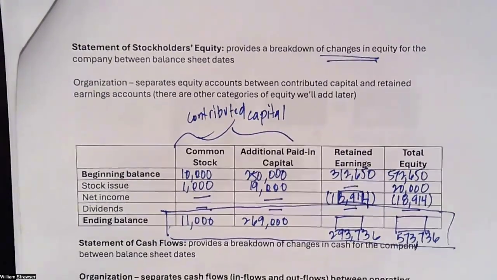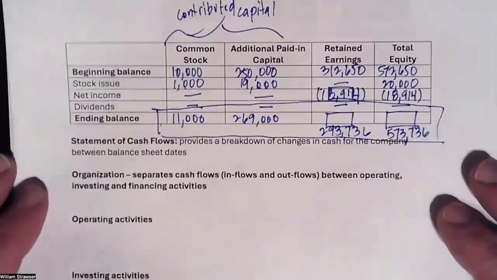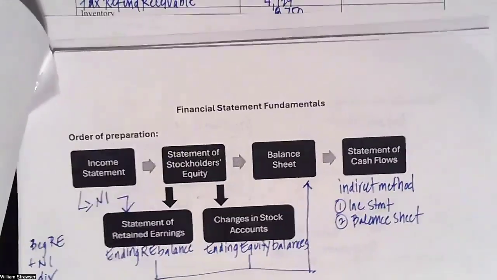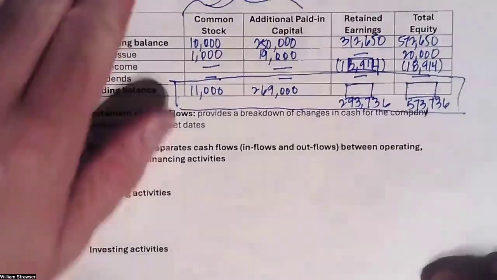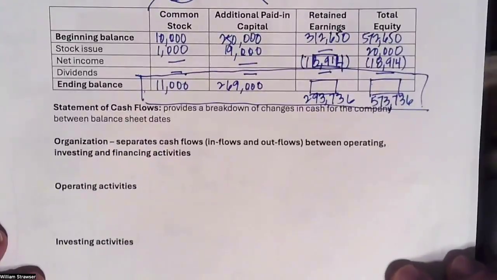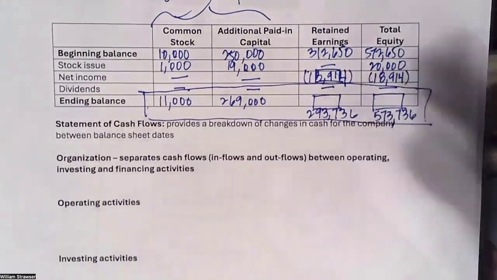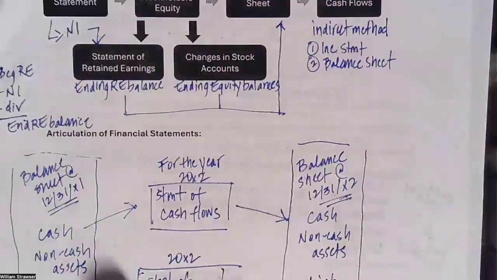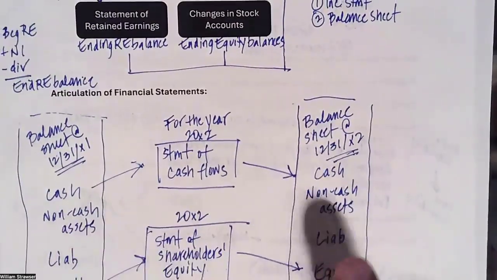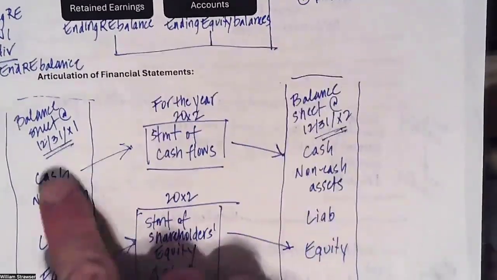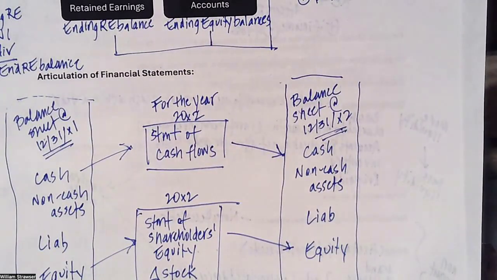I did want to return briefly to our financial statement lecture note piece, financial statement fundamentals, and just talk about the statement of cash flows. Now, the statement of cash flows just provides those changes in cash between balance sheet dates. So we have the end of the prior year, the end of the current year, and the change in cash is determined through the statement of cash flows.